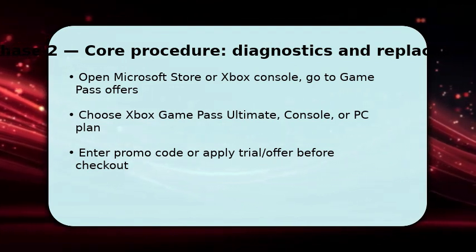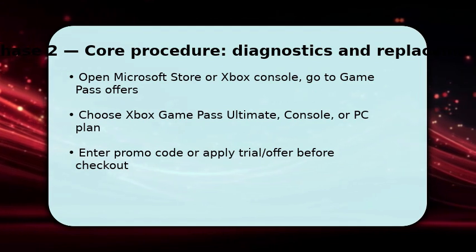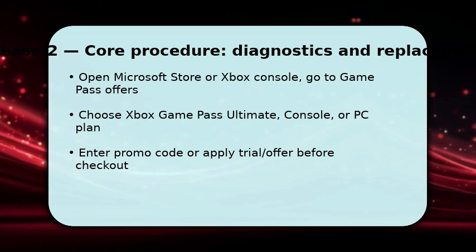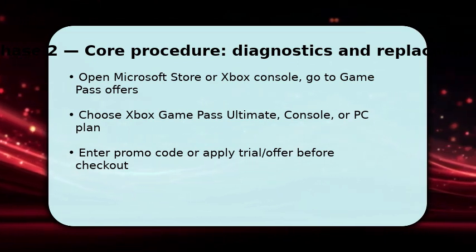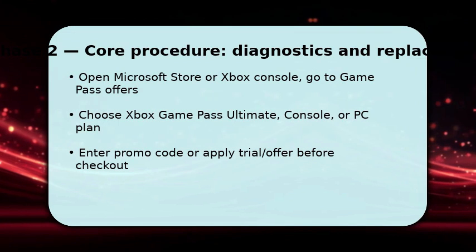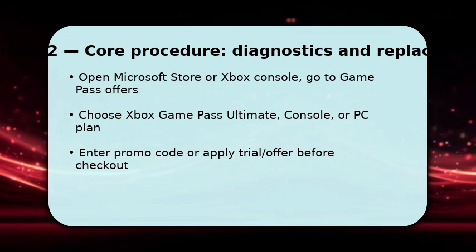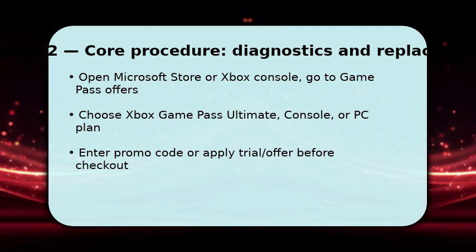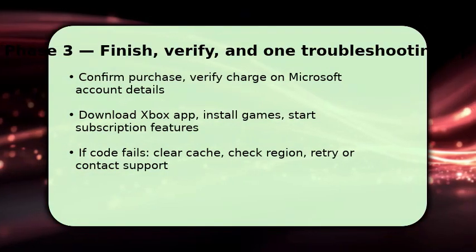Enter any promo code or claim the 3-month offer before hitting buy, because codes must apply prior to payment. Confirm the displayed price and trial length. If upgrading from Live Gold, conversion rules apply. Review the estimated conversion time and expected finish by confirming the purchase and verifying the charge on your Microsoft account page so you have proof.